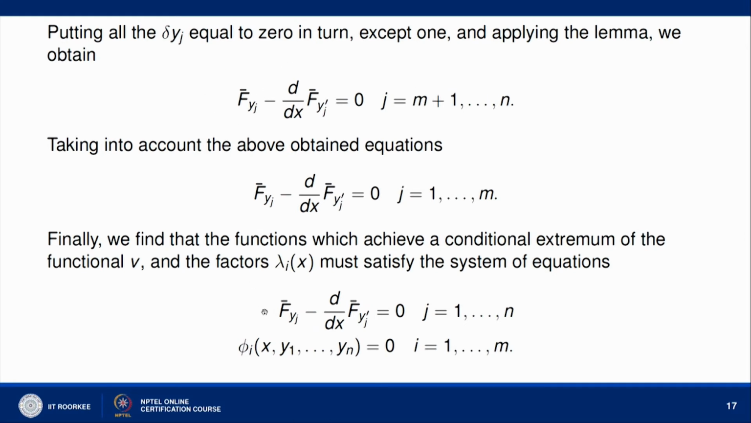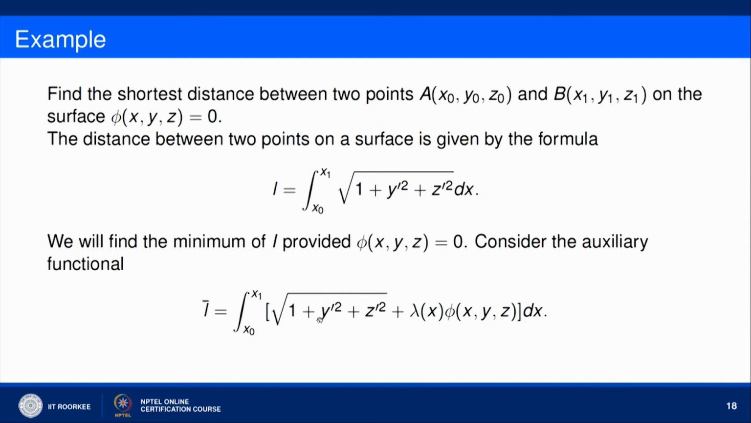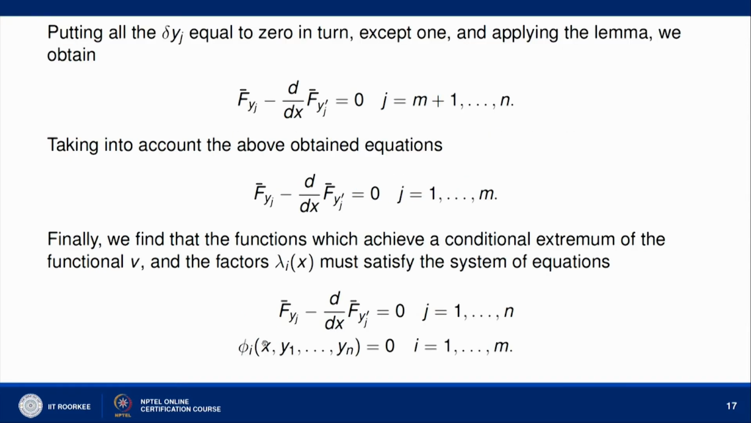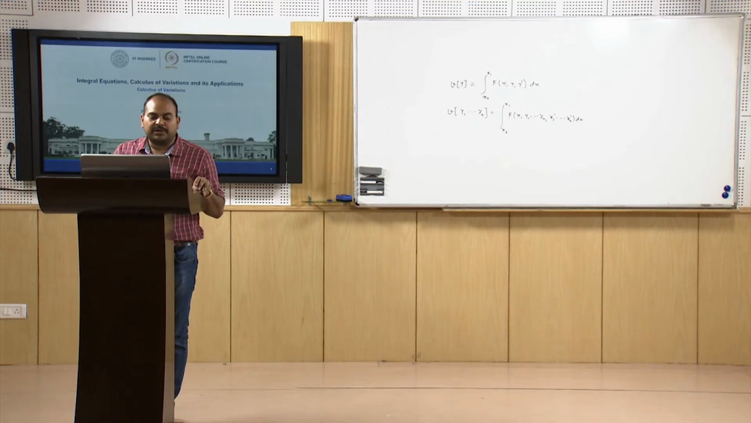So we have now n such equations given here, and m equations given by the constraints. So we have a total of n plus m equations, and by these n plus m equations, we can find out the functions y1 to yn, and the functions lambda 1 to lambda m.